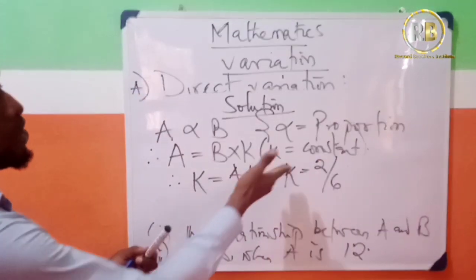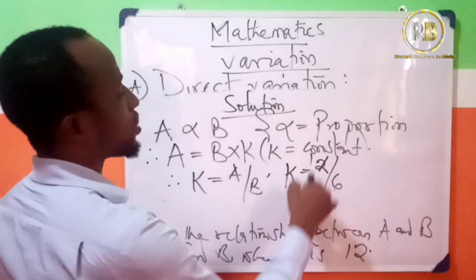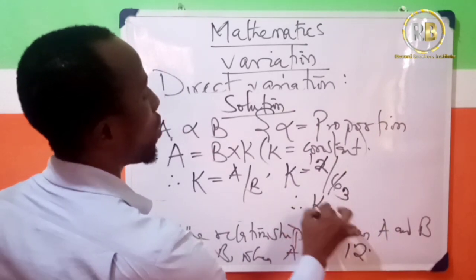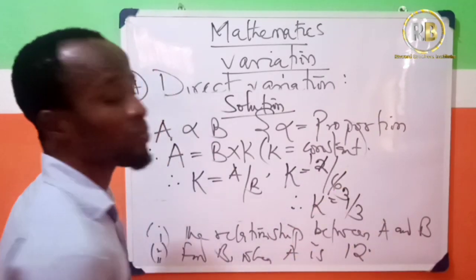What do we do? We reduce these numbers or fractions to the simpler form. 2 divided by 2 will give us 1, and 6 divided by 2 will give us 3. Therefore, the value of K must be 1 over 3.